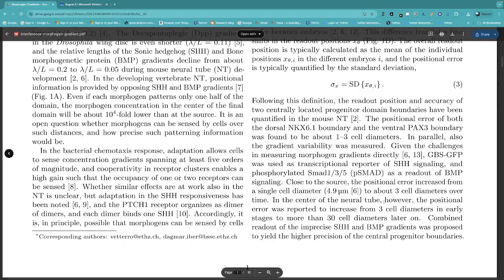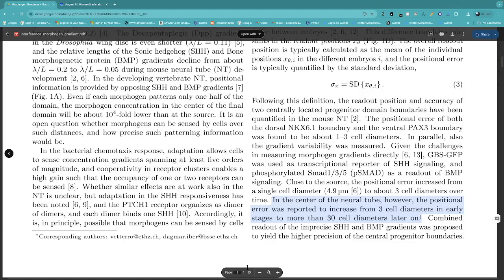In the center of the neural tube, however, the positional error was reported to increase from 3 cell diameters in early stages to more than 30 cell diameters later on. So what that means, perhaps, is that at the edges of these boundaries, of these gradients, it's more important to be precise, and in fact, that's what you see.